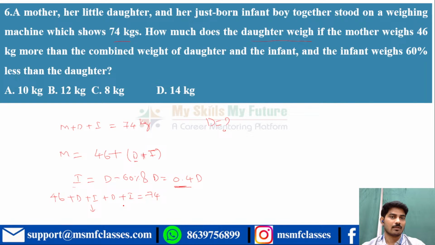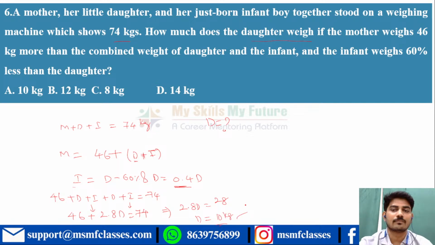So 0.4 and 0.4 will be 0.8. So 46 plus 2.8 D will be equal to 74. And if I simplify this equation, 2.8 D will be equal to 28. So D will be equal to 10 kg. So the weight of the daughter will be 10 kgs, which is presented in option A. I hope you are clear with this explanation.